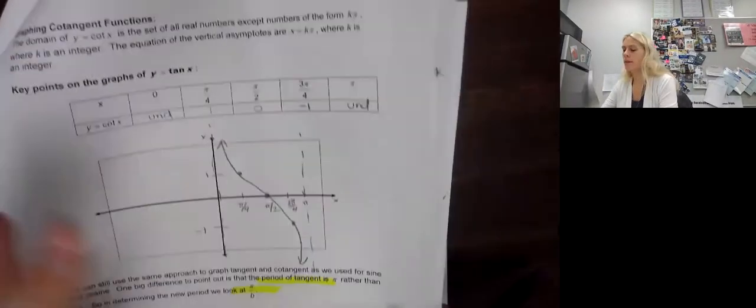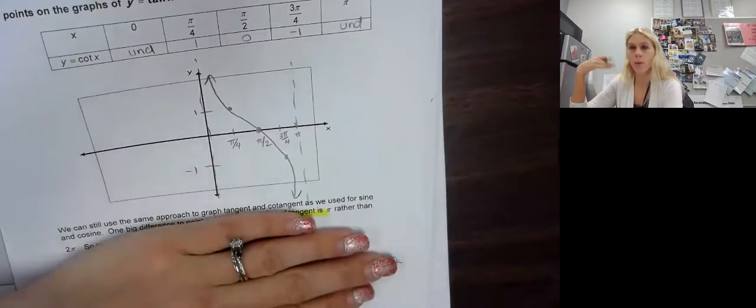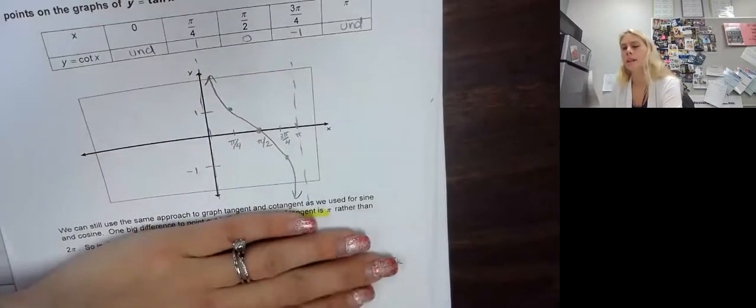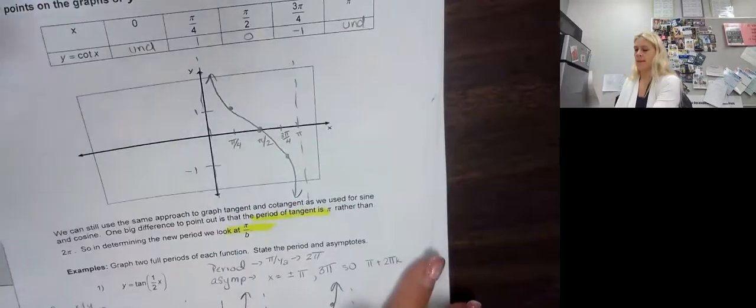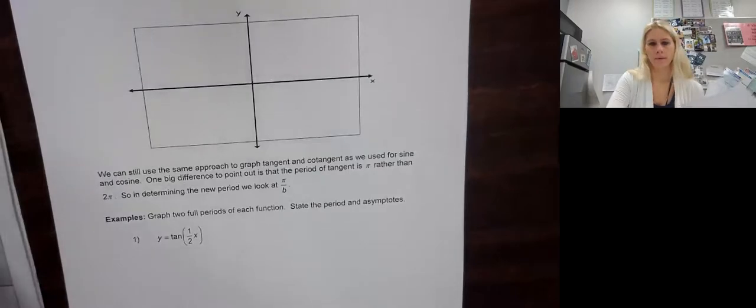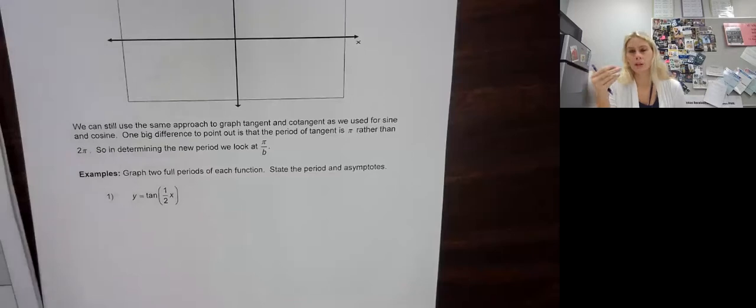Now when we look at this graph, hey, it almost looks like tangent, but we're shifting it over and we're flipping the graph, right? So it kind of does a downward x cubed, or negative x cubed, right? So we can still use the same approach to graph tangent and cotangent as we did sine and cosine. Okay, so we're still going to use our transformations. But the biggest point is when we talk about the period, it's not going to be 2 pi over b. It's going to be pi over b because that's our original period of where it starts repeating that cycle.